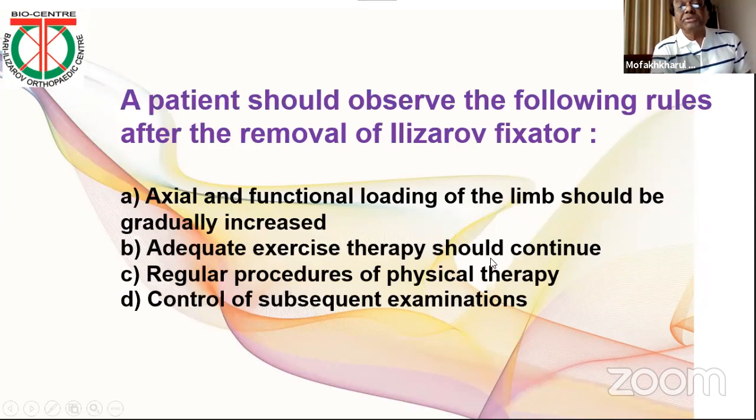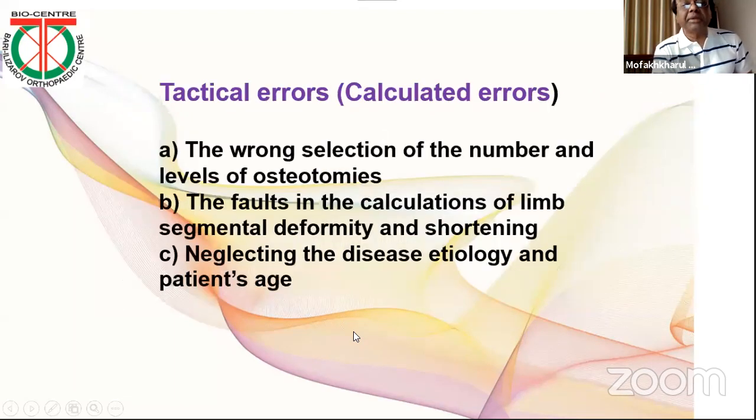A patient should observe the following after the removal of the Ilizarov fixator. Axial and functional loading of the limb should gradually increase. Adequate exercise therapy should continue. Regular procedures of physical therapy and control of subsequent examination all the time.